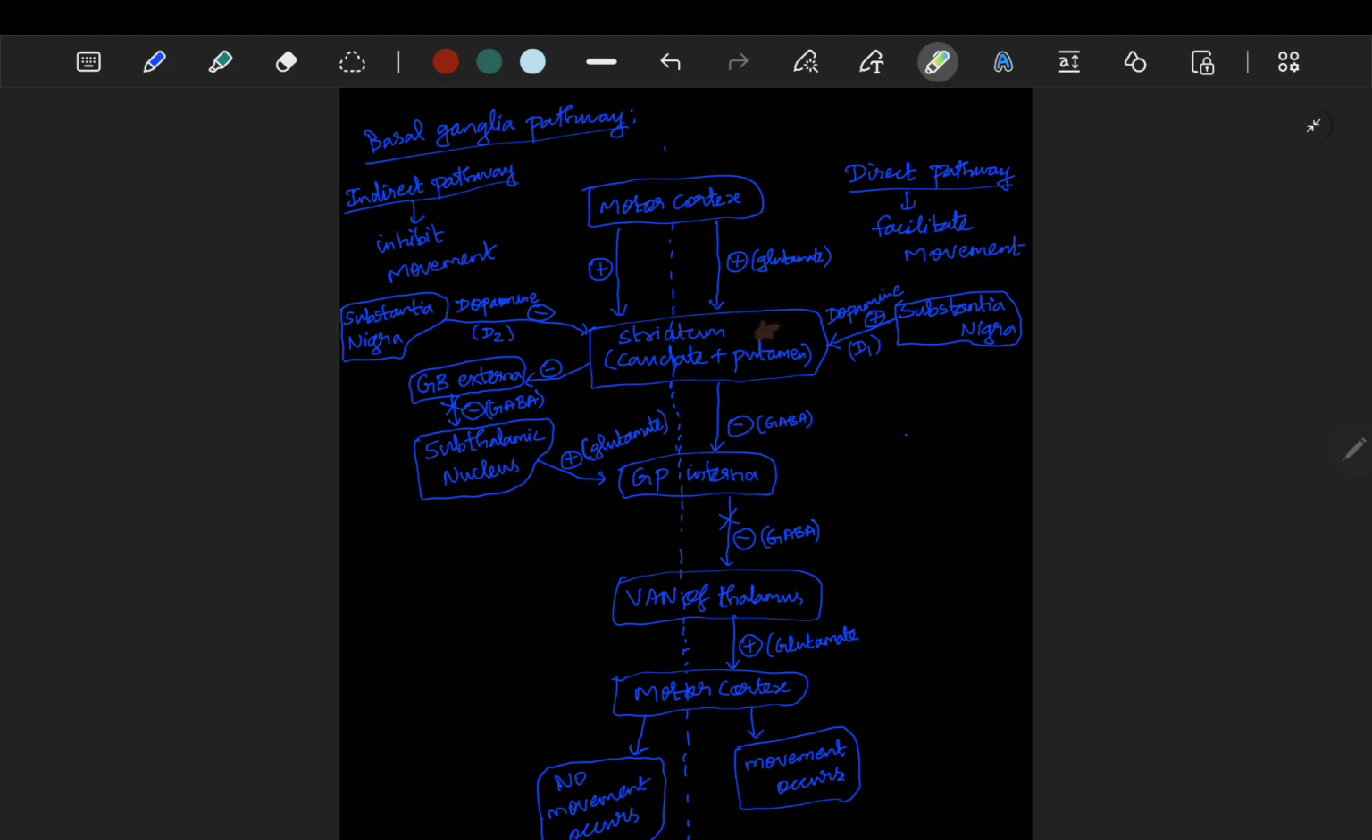striatum. But the indirect pathway is for inhibition. You see, the substantia nigra releases dopamine, but it acts via the D2 receptor and inhibits the striatum. So the substantia nigra has a stimulatory action on the striatum in the direct pathway and an inhibitory action on the striatum through the D2 receptor in the indirect pathway.